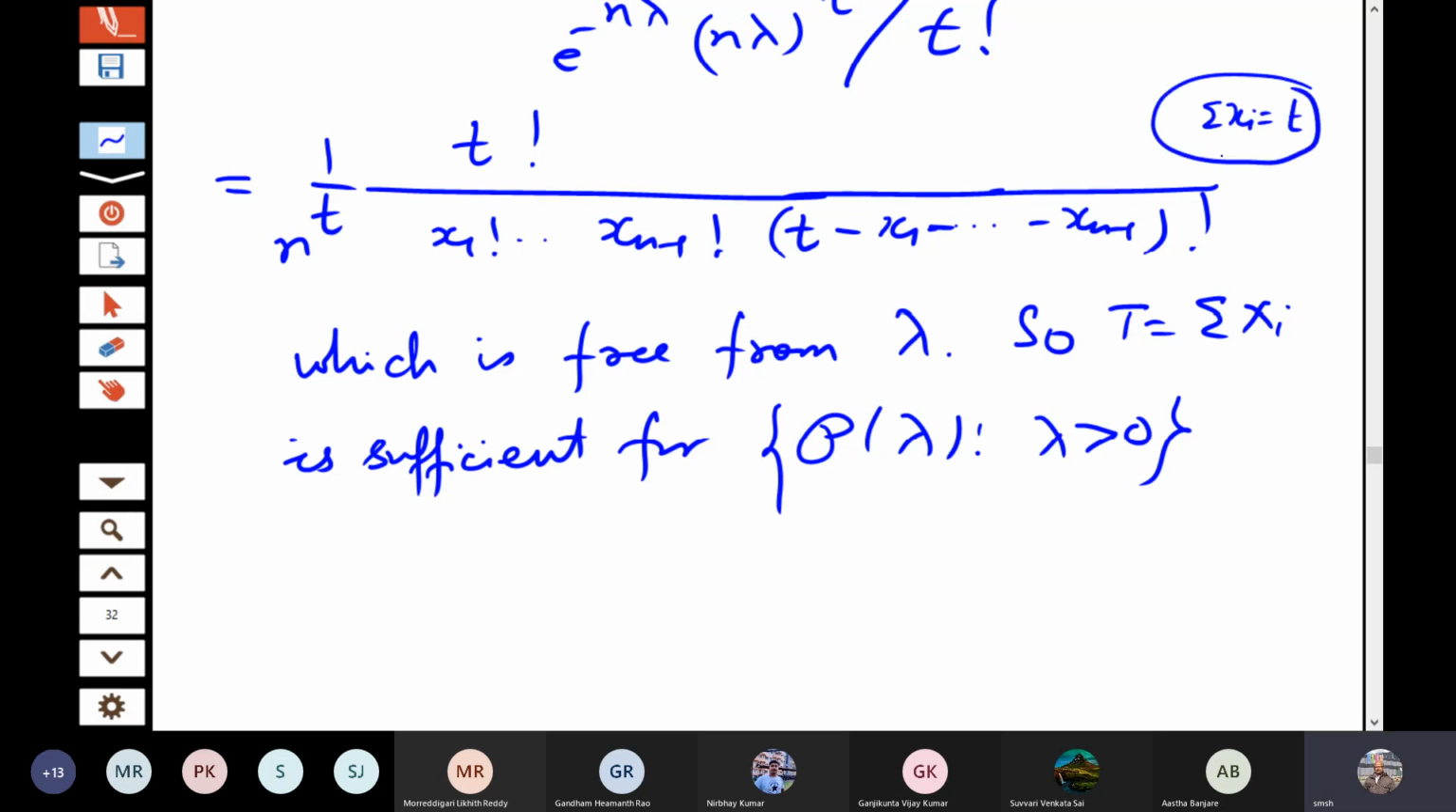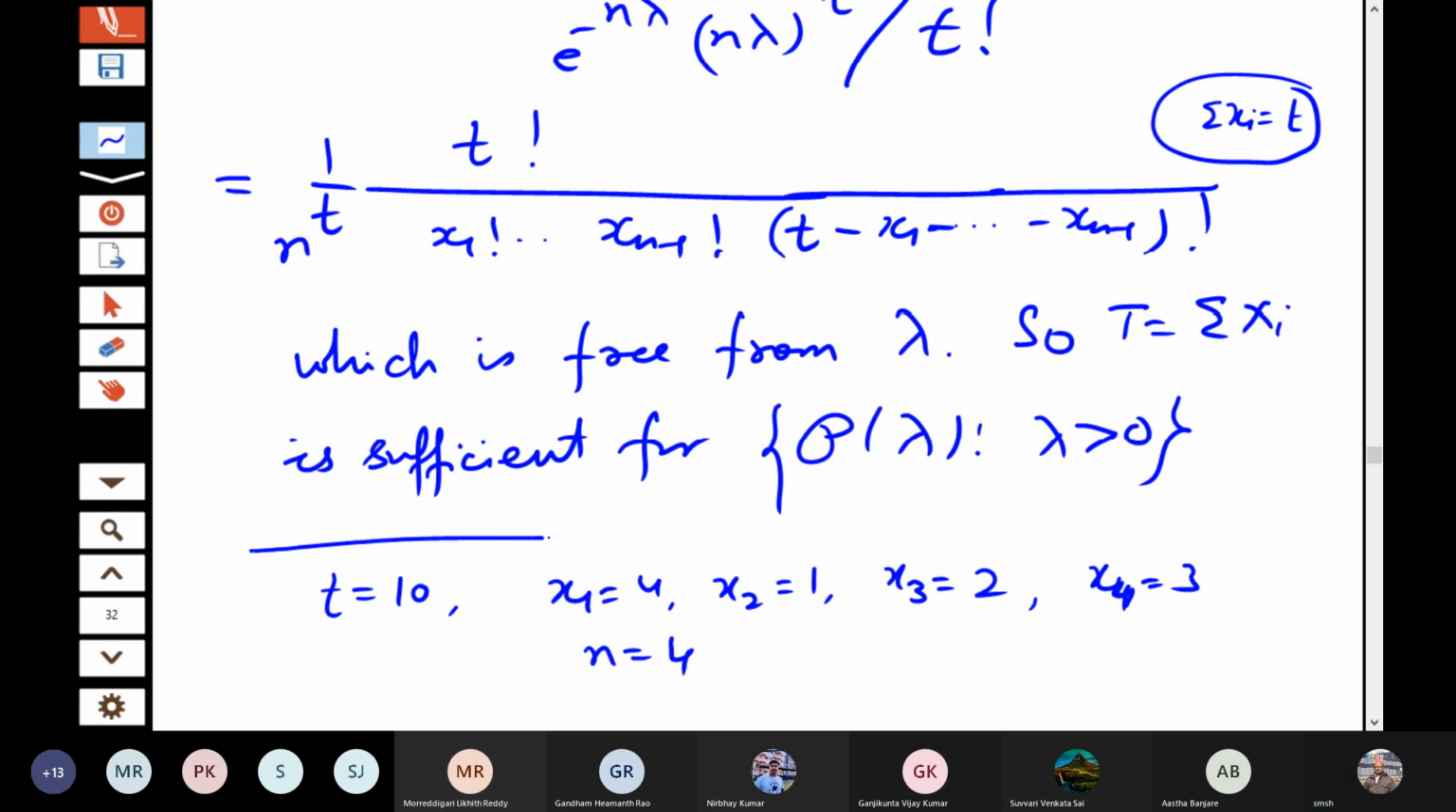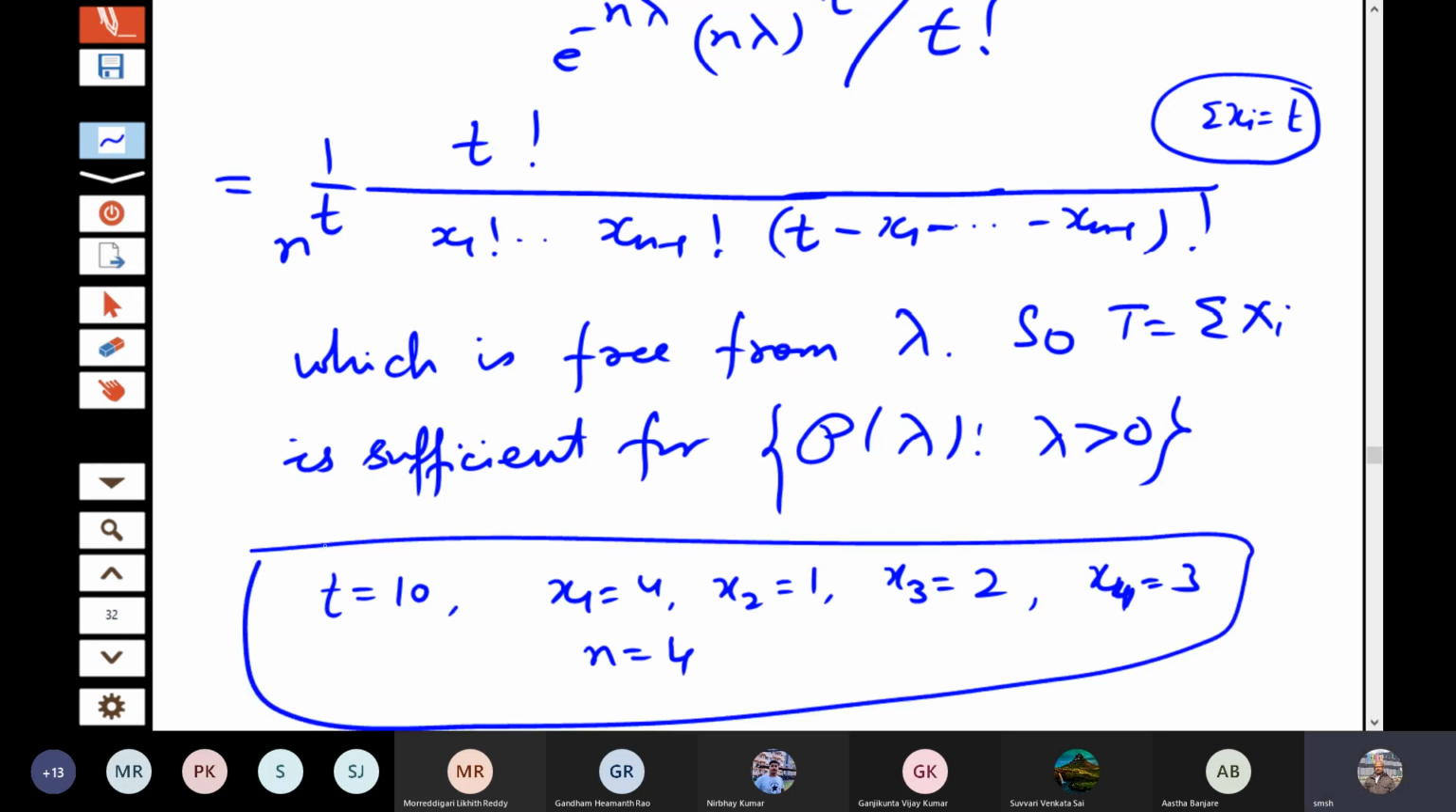Okay. So now suppose I say t is equal to 10, x1 is equal to 4, x2 is equal to 1, x3 is equal to say 2. So this is 7, and suppose I put x4 is equal to 3. And here n is equal to 4. So what is the sum here? 4 plus 1 plus 2 plus 3, that is equal to 10. So suppose I have the value t equal to 10 available to me, and I know there are 4 observations.